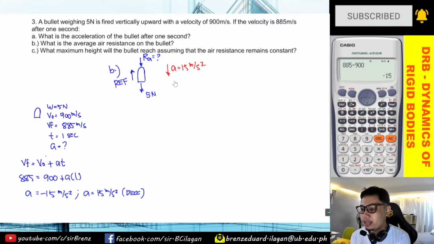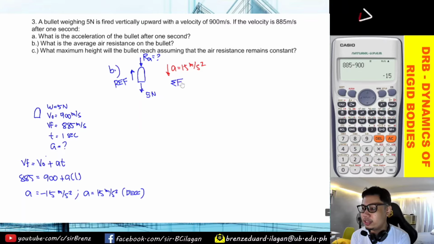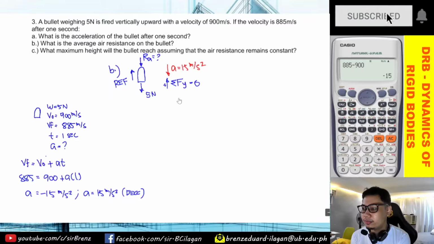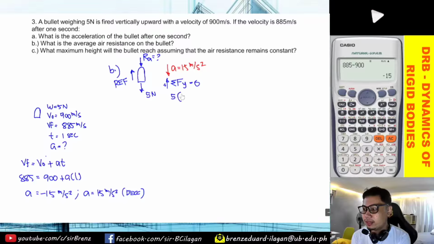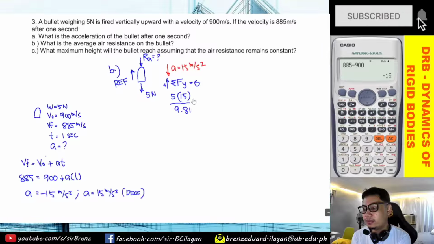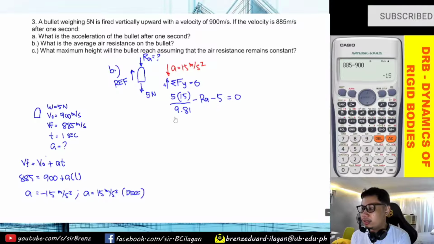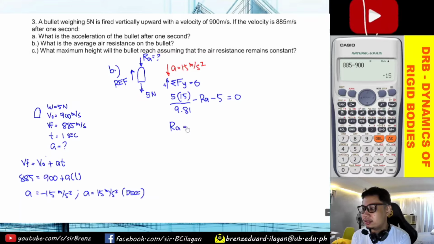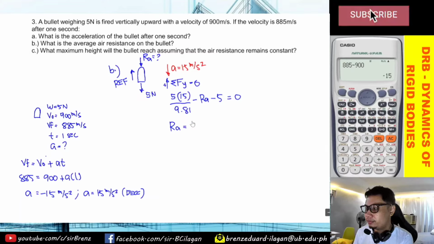So, kapag gumawa ka ng equilibrium equation, o using the D'Alembert's principle, when you take summation of forces ng y equals 0, yung REF mo, so again, ang formula ng REF is W A over g, or that will be 5 times 15 all over 9.81. So, minus R A, and then minus 5 equals to 0. Okay, so what will be the resistance due to the air?